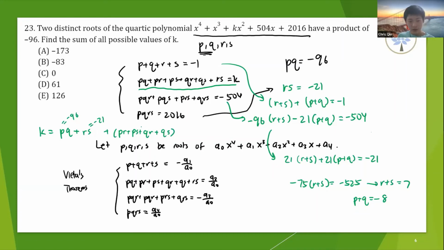And if you look at this sum of four terms carefully, you can notice that this actually factorizes as P plus Q times R plus S. And we've just found P plus Q and R plus S to be negative 8 and 7. So this will give us negative 8 times 7, which gives negative 56. And so from here, we can calculate that the only possible value of K is negative 96 plus negative 21 plus negative 56, which gives us a final answer of negative 173. So the answer is A, and we're done.